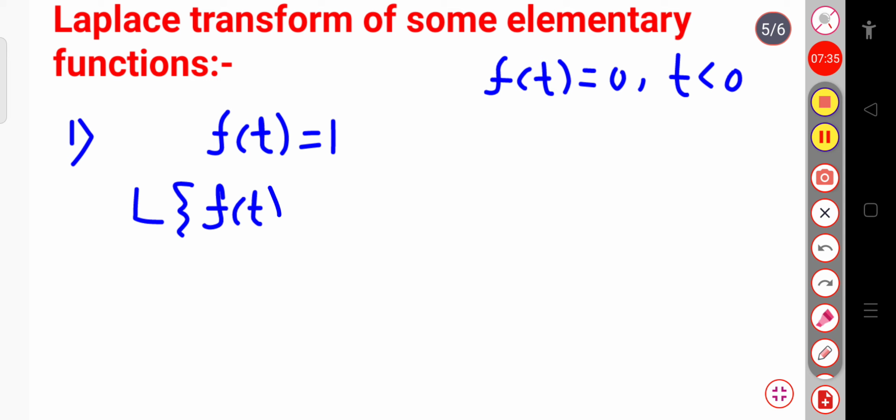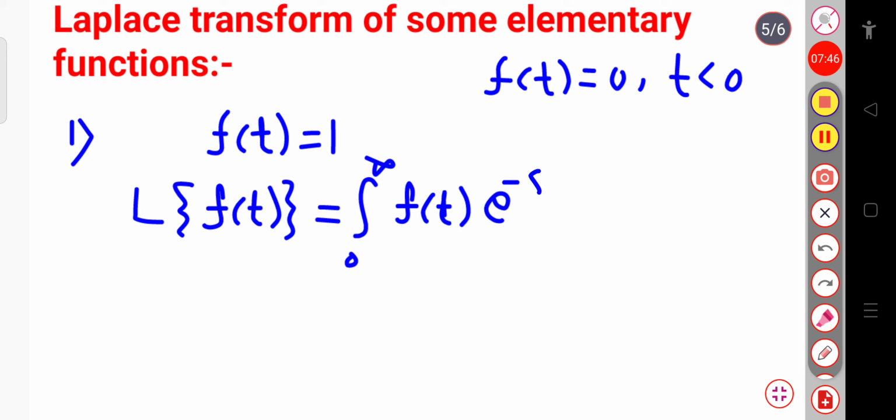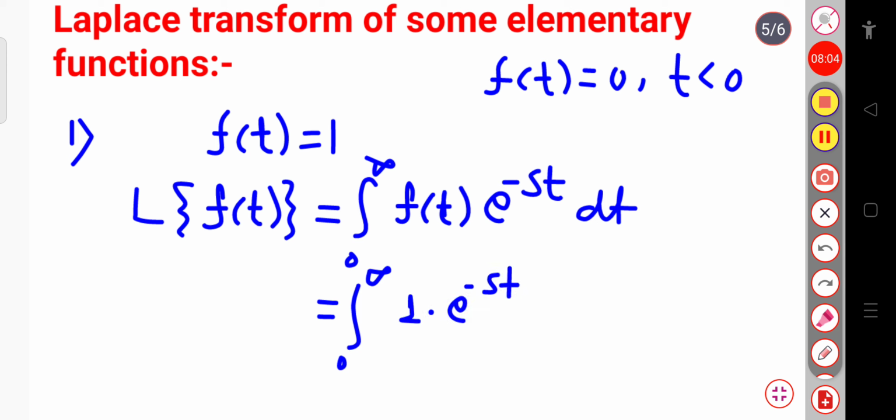First you have to write the formula: integration from 0 to infinity of the function f of t multiplied by exponential minus st, the kernel of the function, into dt. This is the basic formula. Now in place of f of t I put 1, so this becomes the integral from 0 to infinity of exponential minus st dt.